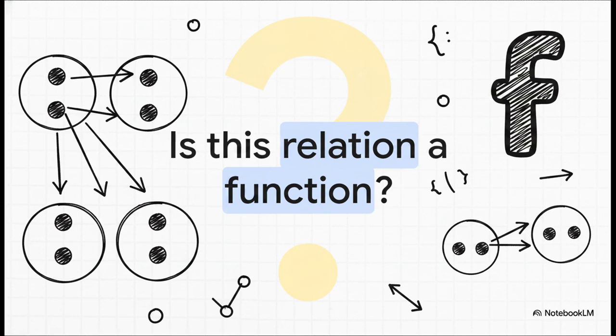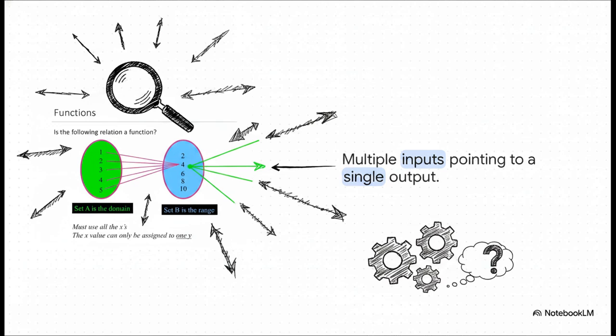Okay, time to put your new knowledge to the test. I'm going to show you a relation, and I want you to look closely at it and tell me if it qualifies as a function. Are you ready? All right, here we have our green domain, numbers 1 through 5. But really look at the arrows. Every single number from 1 to 5 is firing an arrow directly at the number 4 in the blue range circle. Think about that strict rule we just discussed regarding the domain's input values.